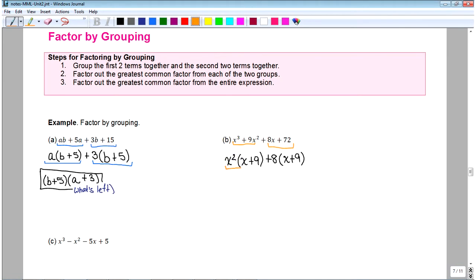So now in these 2 resulting terms, notice they both have an x plus 9 in common, so we can factor out an x plus 9. And in our second set of parentheses, again, we write what's left. And in our first term, since we've taken out the x plus 9, we're left with an x squared. Bring down our sign, plus, and we're left with 8 in our second term. So that would be our answer.